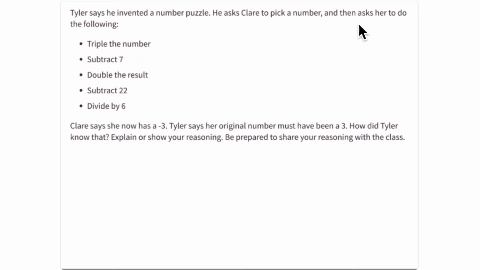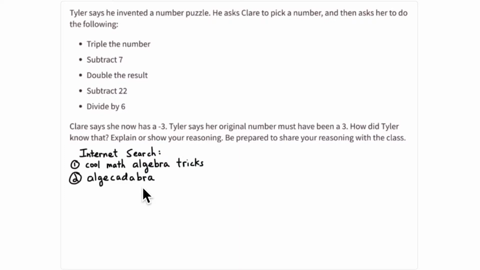Claire picks a number, goes through these steps, and then at the end, Claire says what her answer is, -3, and then Tyler says, oh, the original number that you chose must have been 3. And the question is, how did Tyler figure that out?